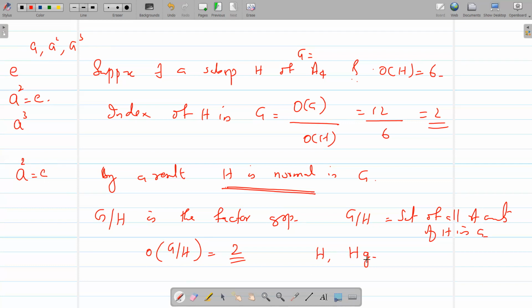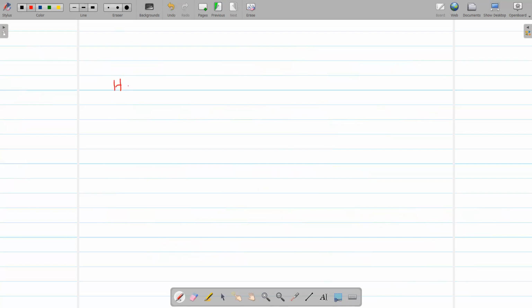So the elements in G by H are H and HG. The square of H is H, which is the identity of G by H. When we studied the proof of the factor group, we observed that the identity of the factor group is the right coset H itself. So HH is H, and the square of HG should also be H, because HG is an element of this group. HG into HG is equal to capital H. But by the definition in the factor group, HG into HG is HG square. HG square is equal to H. Therefore, G square should be an element of H for all G belongs to A4. So this is a very important observation. For every G belongs to A4, G square should be an element of H.